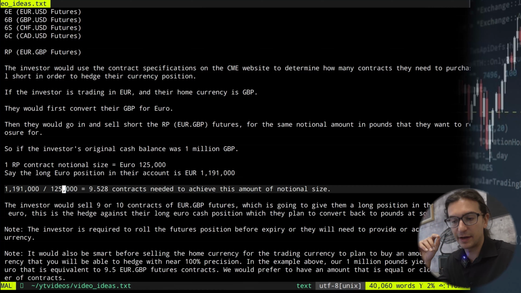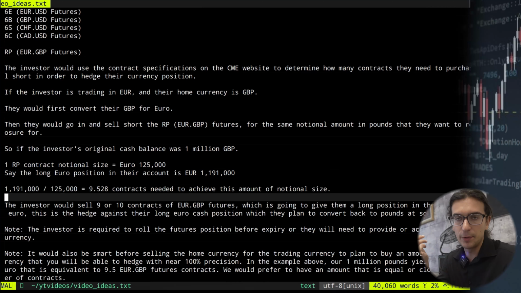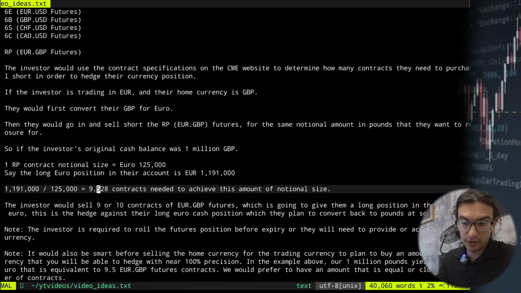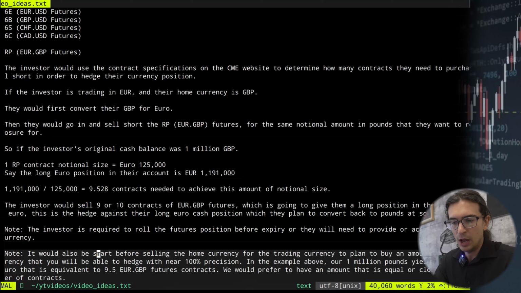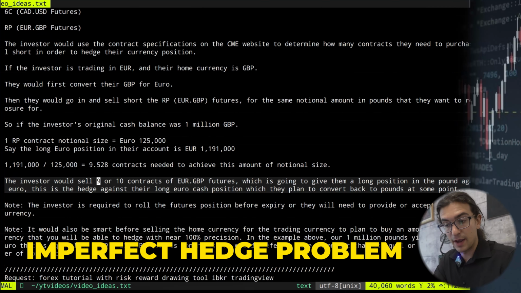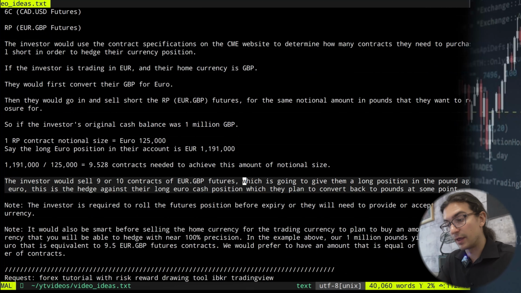And what you'll see here is that it equals 9.5 contracts. And I'll explain this problem here in a second. Obviously, we would prefer it to equal 9 contracts or an even number of contracts, right? Because you can't go in and sell 9.5 contracts. You can only sell a fixed number of contracts. So the investor would go in and sell 9 or 10 contracts of EUR.GBP futures, which is going to give them a long position in the pound against the euro.